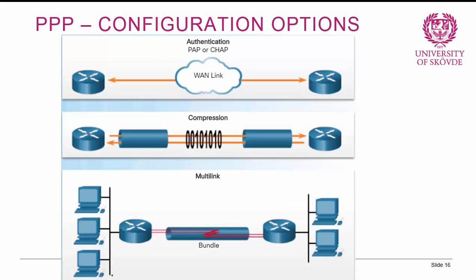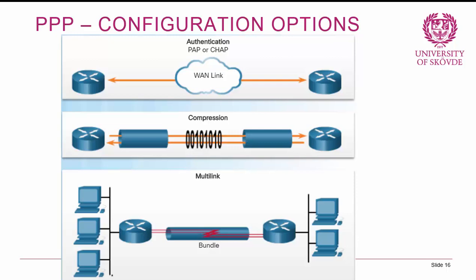So let's look a little bit at the different configuration options that we have for PPP. First, we can have authentication using PAP or CHAP. We'll look at those on the next slide. And you should also know that PPP supports compression. When we're talking about serial communication that can be quite expensive, compression can be a way to actually get more bang for whatever you spend, in that you can get more bandwidth than you're actually paying for if you compress the data you're sending. So in order to send 100 bytes of data, maybe you'll only need to actually transmit 80 bytes.